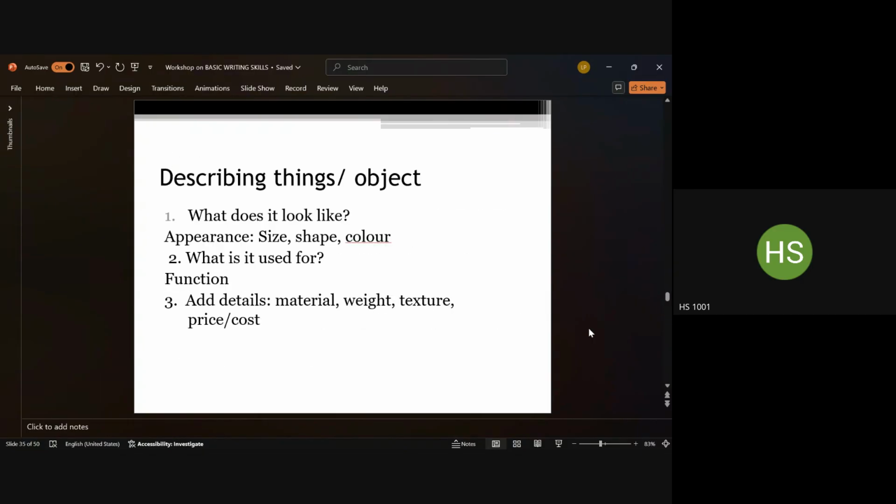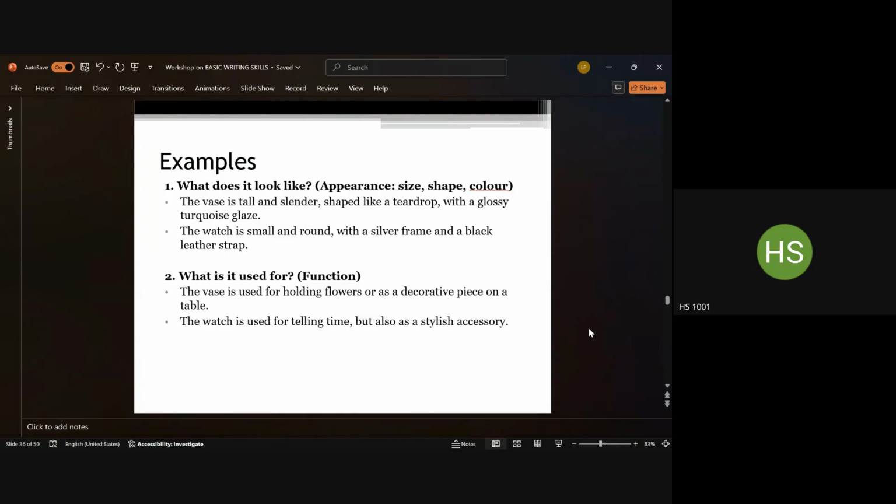So this is for objects. What does it look like? Appearance, size, shape, color. The vase is tall and slender, shaped like a teardrop with a glossy turquoise glaze. Okay. So when I say description, this is not your ordinary, oh, this is a black coat or that's a white pen. You need to add a little more flavor, more accurate descriptions to what you're writing. That is what makes the description fuller. So it's not your ordinary description.